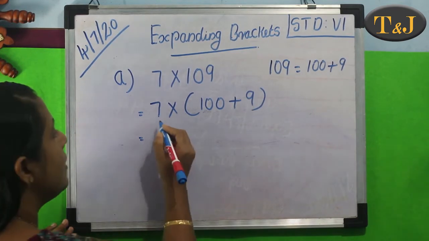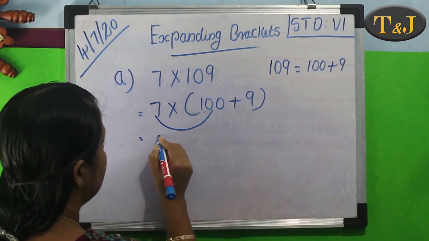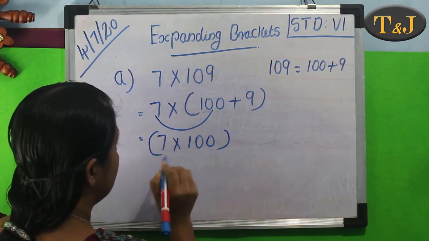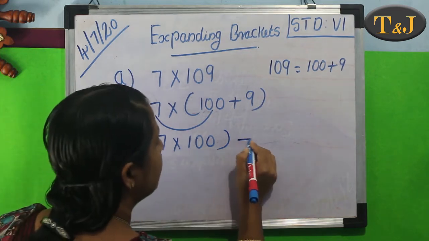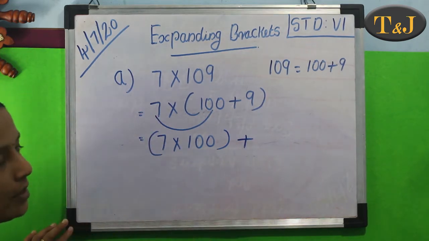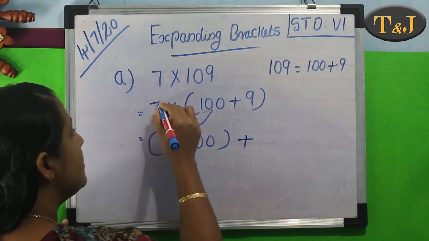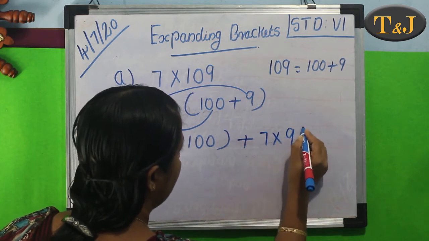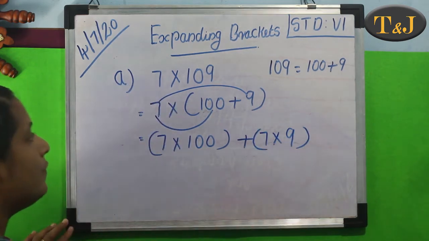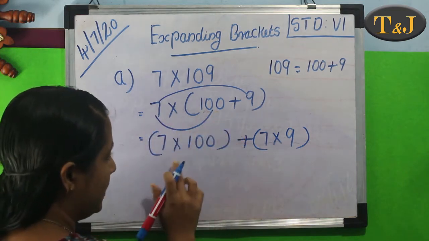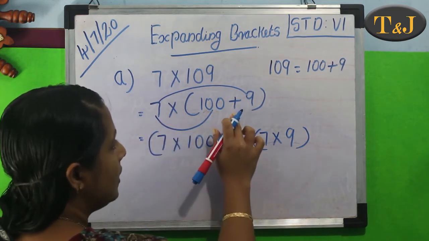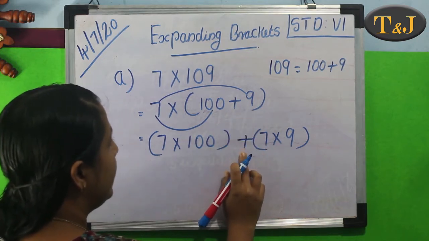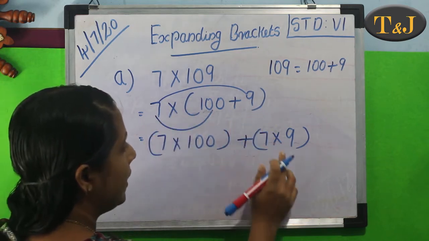First we multiply 7 multiplied by 100 and put these two numbers inside the bracket, plus. Next we multiply which number? Yes, next we multiply 7 and 9. Then 7 multiply 9, and we also put a bracket. Our symbol here is the adding symbol, that is the plus sign, so we write plus.